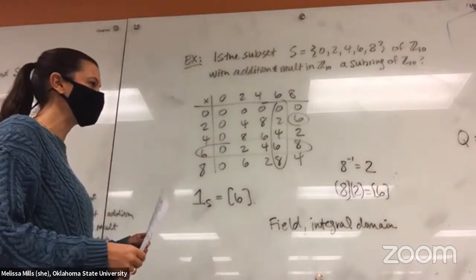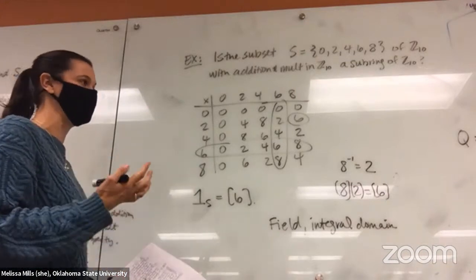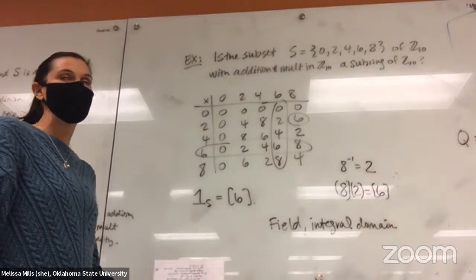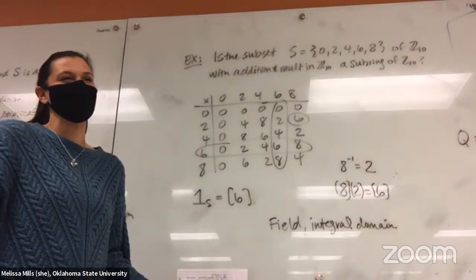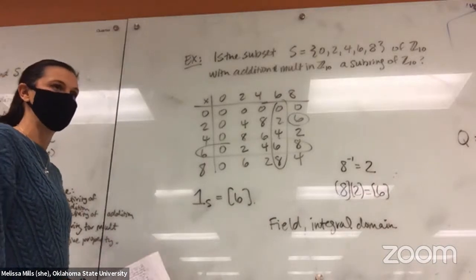So you want an element that has those properties, not necessarily one that looks like a 0 or a 1. Now, I think you'll find that additive identities usually look like a 0. But a multiplicative identity could look a little different.